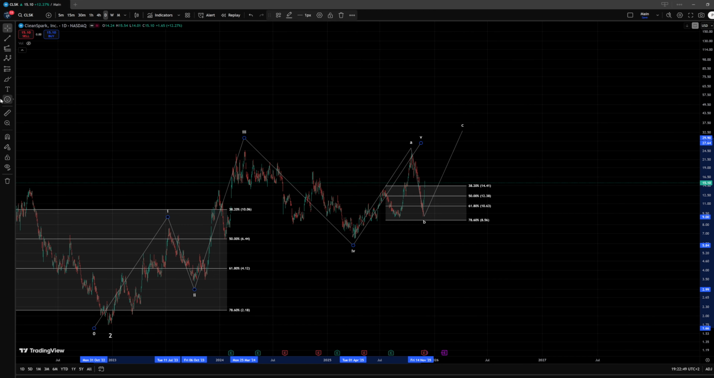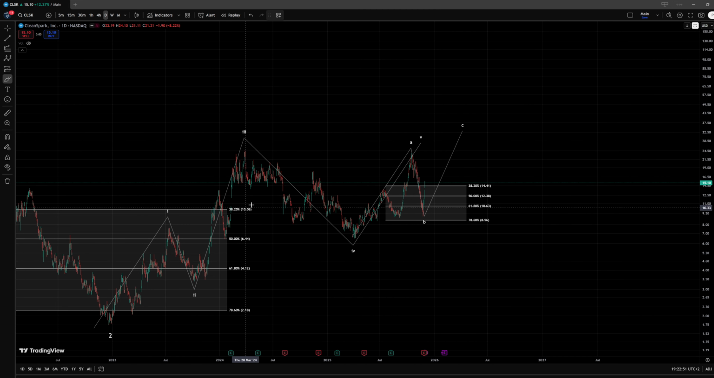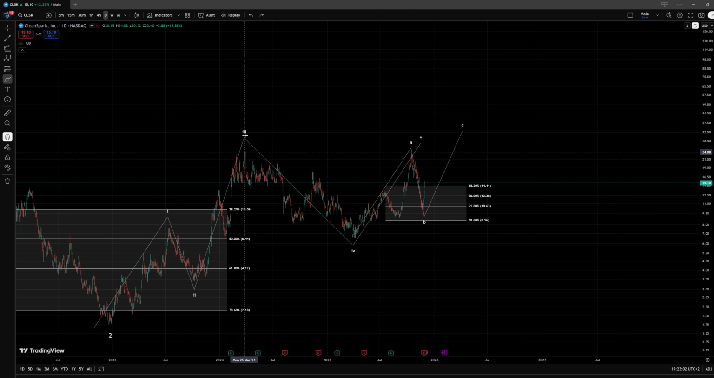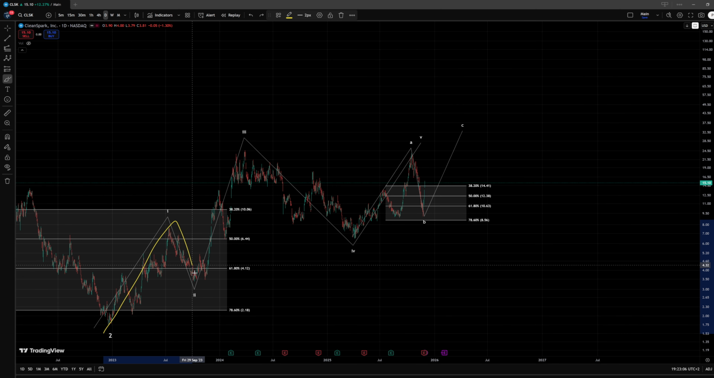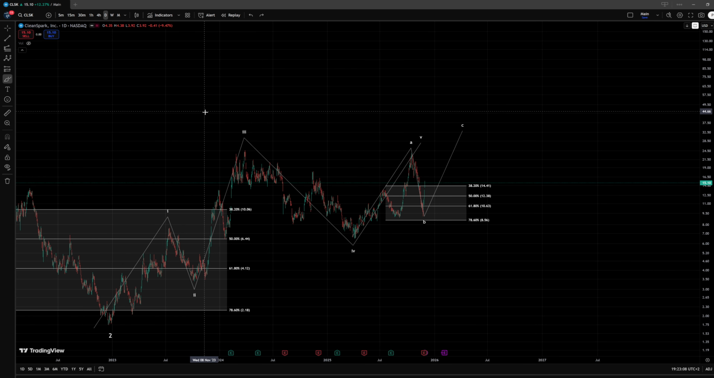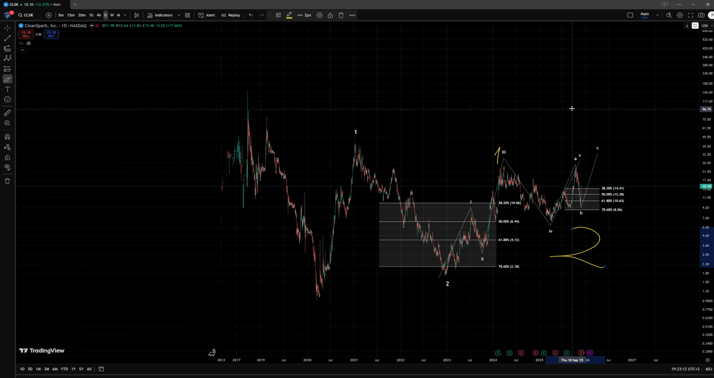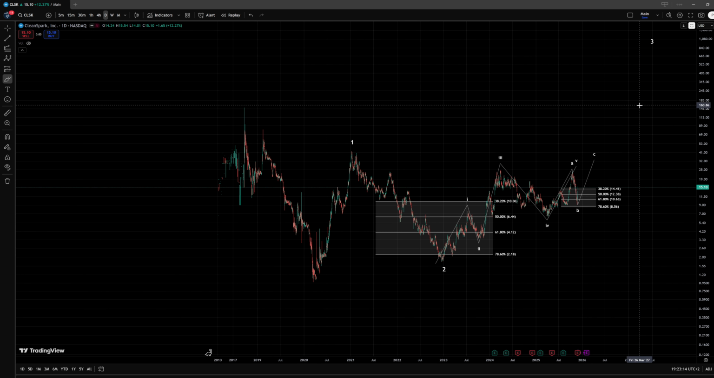So I wouldn't be looking at this even in a truncation as a fifth wave, and that would be especially due to the size of this correction in the wave 4. If we don't manage to form here the ABC structure, I would likely consider that this overall pattern to the upside would have been just an ABC structure, and I would still be tracking this as a wave 1 up, and I would be looking for a wave 2 correction, but not in a third wave to the upside.